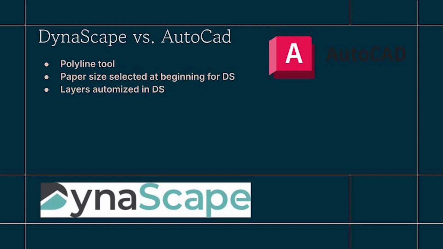Another benefit of using DynaScape is that it has a lot of processes that are automated, where in AutoCAD you have to do them manually. For example, the paper size is selected at the beginning of a project in DynaScape, whereas in AutoCAD you have to figure that out later. Also, layers are automated in DynaScape. For example, if you're using figures such as plants, trees, furniture, or vehicles, when you place one of them, it is automatically put into a corresponding layer. However, in AutoCAD, if you use a block that is in the shape of a car, you have to make its layer because there are no preset layers.